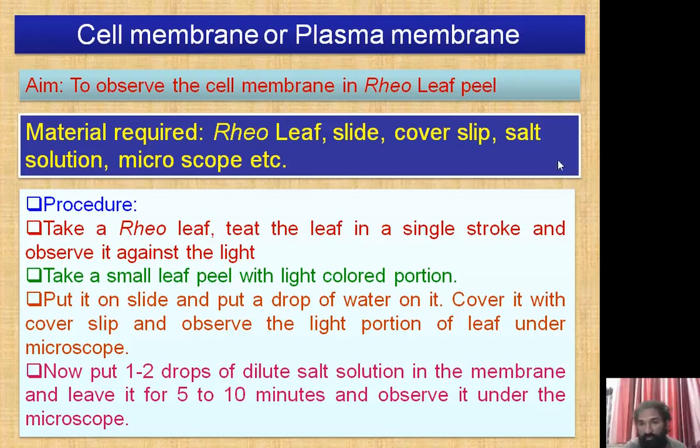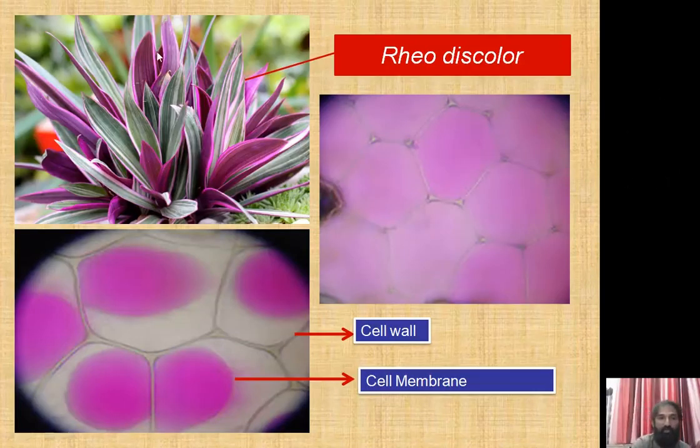Okay, so in the two observations, just see the next slide. This is a Rhoeo discolor plant. It shows a green and a violet color. Both surfaces: the upper surface shows the green color and the lower surface shows the violet color. When you tear the leaf, place it on a glass slide and observe it under the microscope, the cells look like this figure.